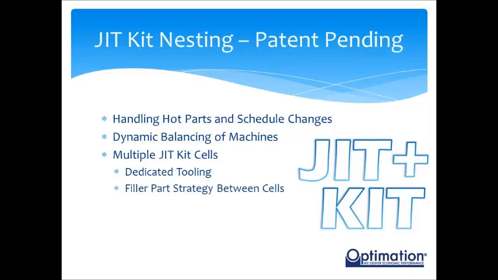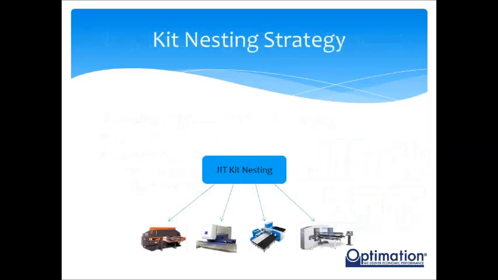All of these things we're going to be able to inherit from the JIT technology. Okay, so let's get our head around this JIT kit nesting concept and what's going on with it. First of all, kits can be virtually anything. It can be groups of parts that come out of your MRP system that have a tagged value in an order field so that we know they belong together.